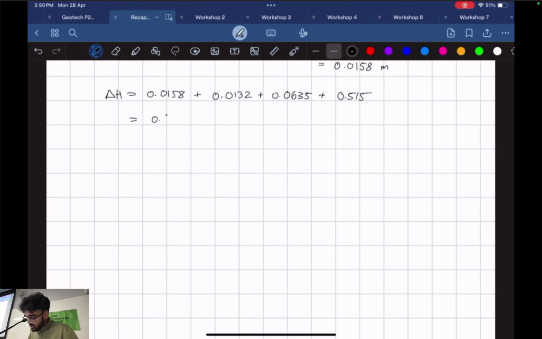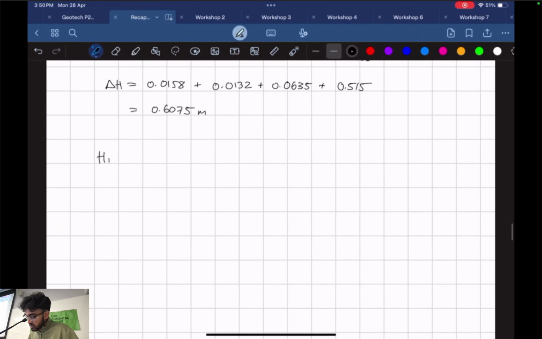You get 0.6075. So going back to our Bernoulli's equation now, H1 is equal to H2 plus 0.6075. This head loss is always going to be on the right hand side, or the H2 side. Okay, let's continue on. Yeah, question?